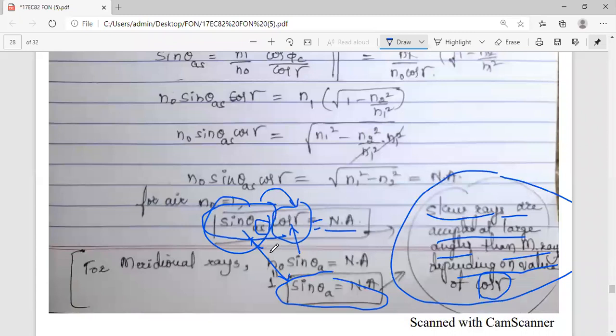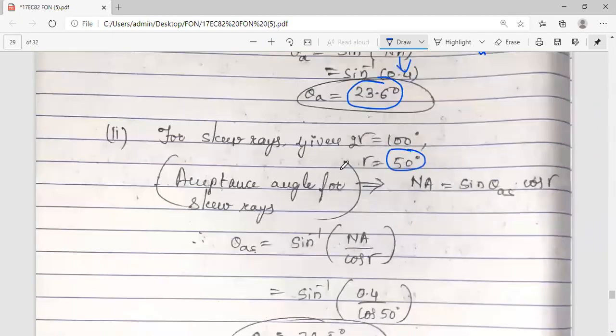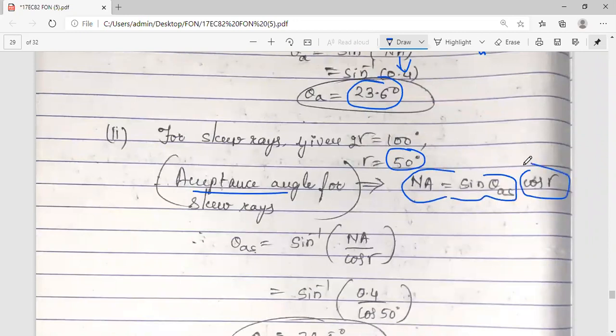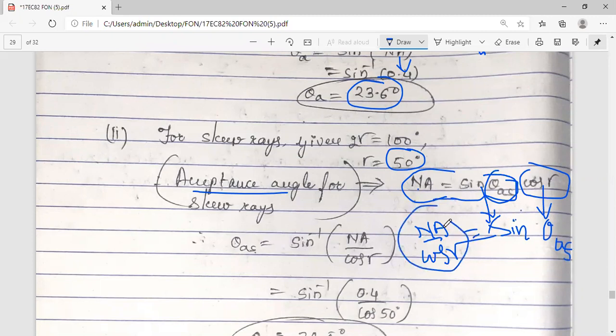With that, let us calculate. Gamma is 50 degrees. The acceptance angle formula is NA equal to sine theta AS into cos gamma. You can rearrange this equation to get theta AS: keep sine theta AS as it is and take NA divided by cos gamma, which is equal to sine theta AS. The sine inverse of this ratio will give you the angle theta. That's what I have done here.